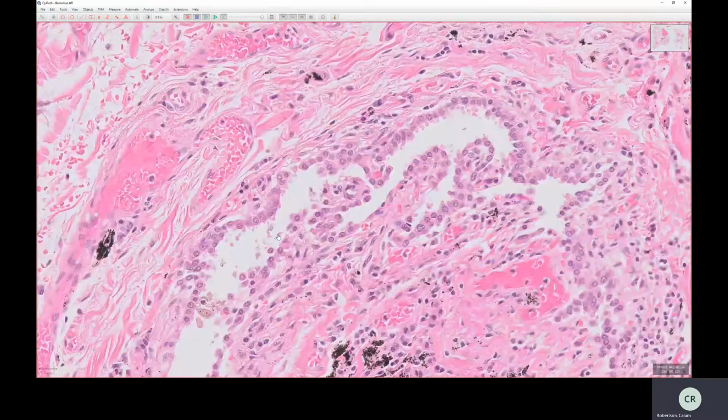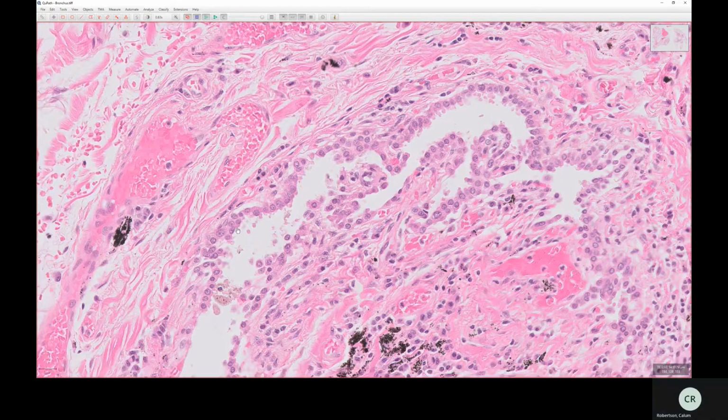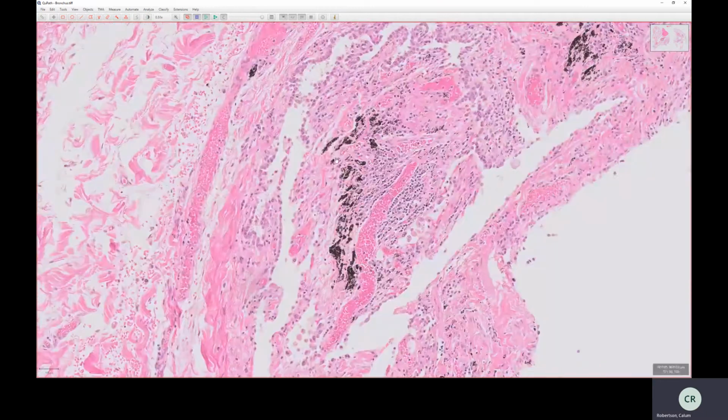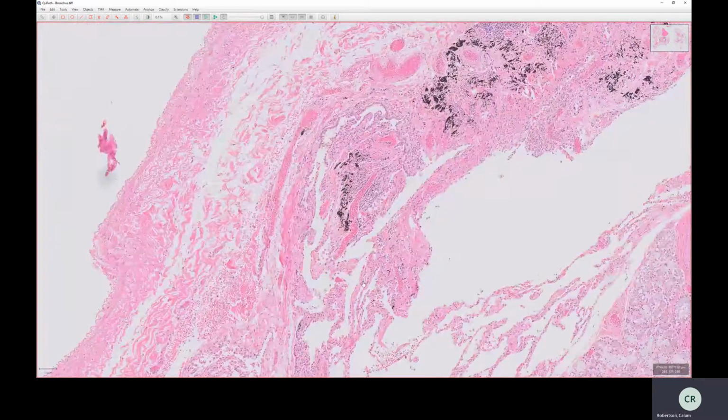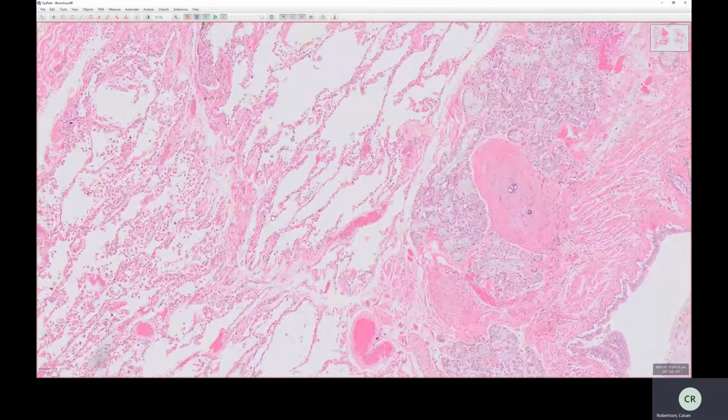Here's probably what may be a terminal bronchiole, maybe because it's lined by cuboidal epithelium that may have cilia. And they may be cilia, I'm not sure. Quite difficult to tell. Anyway, for practical purposes, we don't really care about any of that.